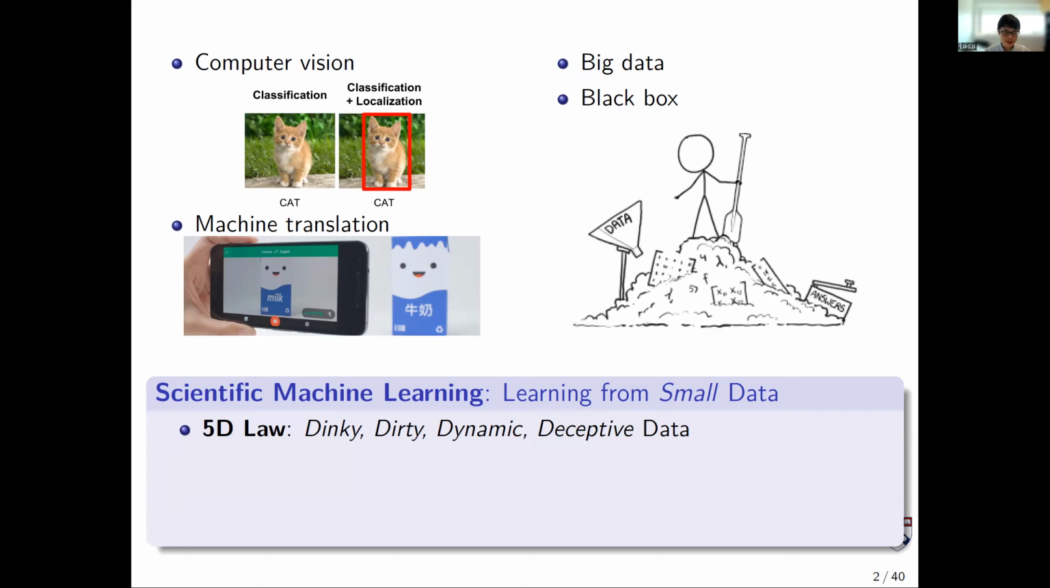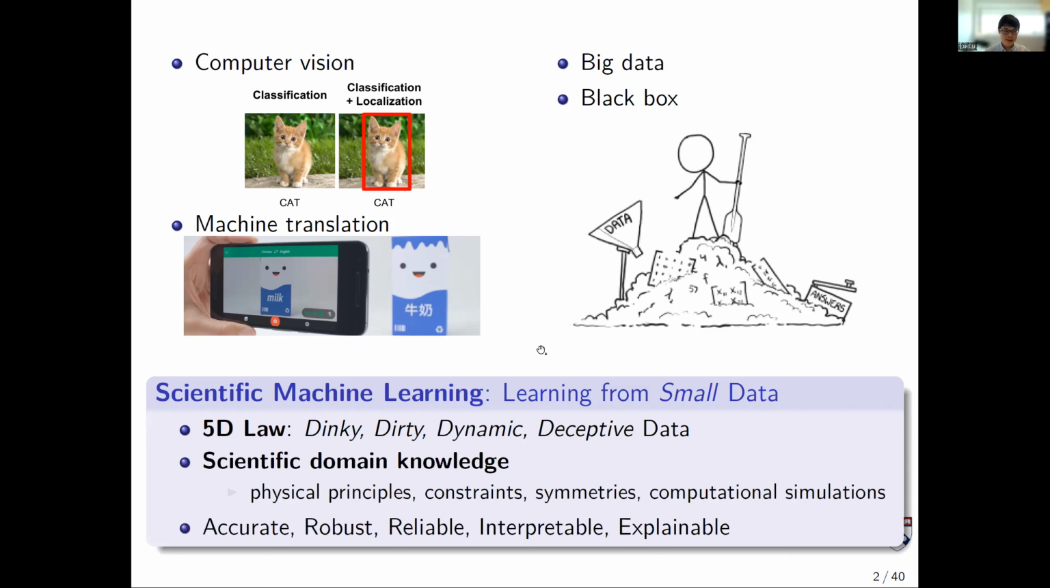So in scientific research, we may have a special kind of data set, which I call the 5D data set. This could be dinky, dirty, dynamic, or even sometimes deceptive. However, on the other hand, in scientific research, we have this unique opportunity to incorporate scientific domain knowledge into our machine learning model, including physical principles, constraints, symmetries, and also computational simulations. So in scientific machine learning, we aim to build machine learning frameworks to be accurate, robust, reliable, interpretable, and also expandable.